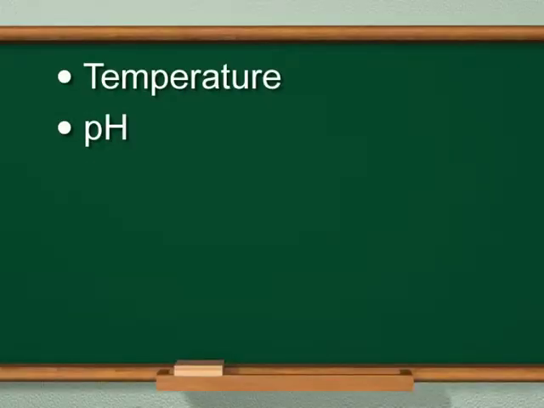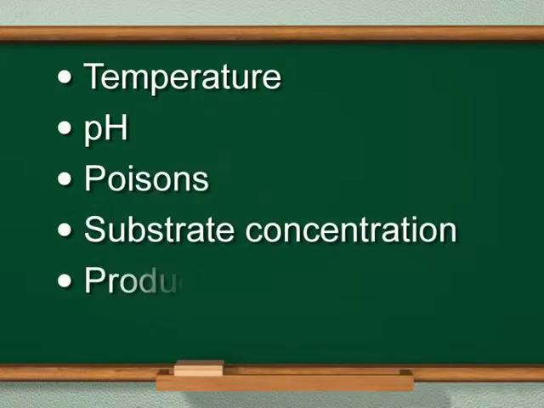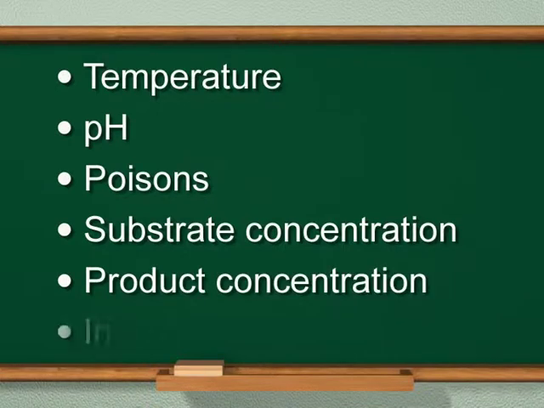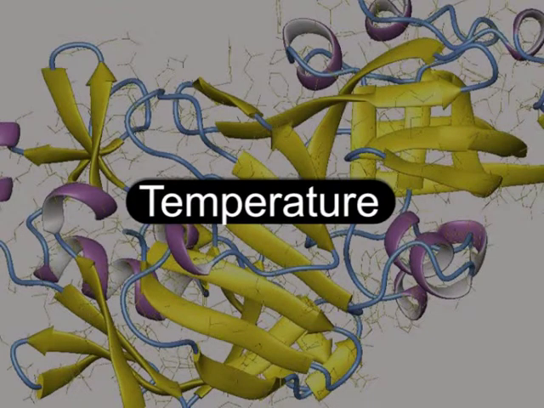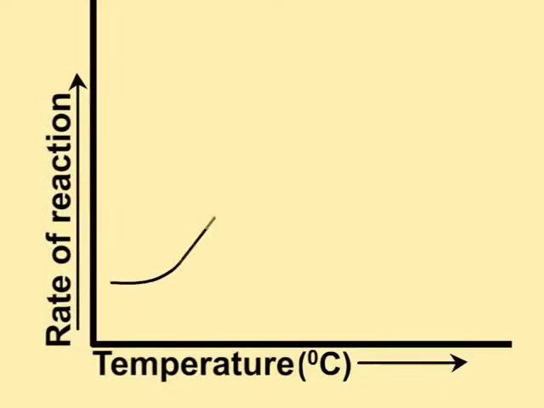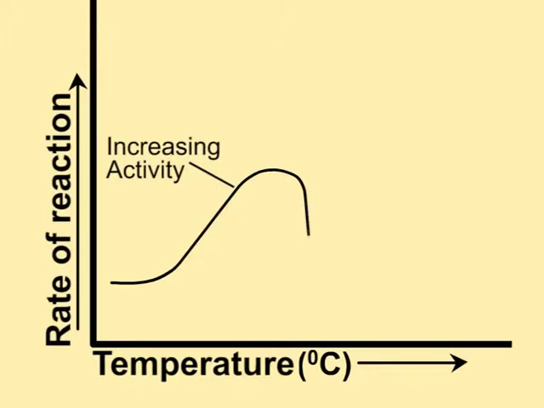These factors are temperature, pH, poisons, substrate concentration, product concentration, and inhibitors. Let us discuss them one by one. Temperature. Rate of reaction increases with increase of temperature. Rate of enzyme catalyzed reaction is minimum at low temperature. Above the optimum temperature, the activity of enzyme decreases as it becomes denatured.